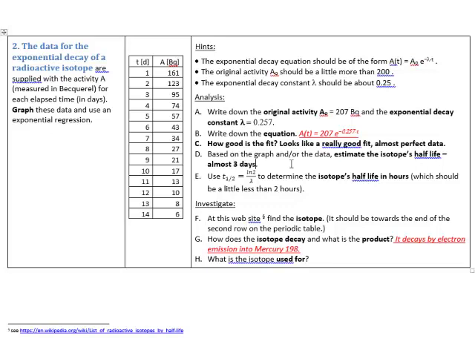And then use this formula here for the half-life to determine it actually, and it's not in hours, it's in days. So when I do that, I compute natural log of 2 divided by the 0.257, and I come up with 2.697 days. Oh, which should be a little less than 3 days. There you go. Whoopsie.